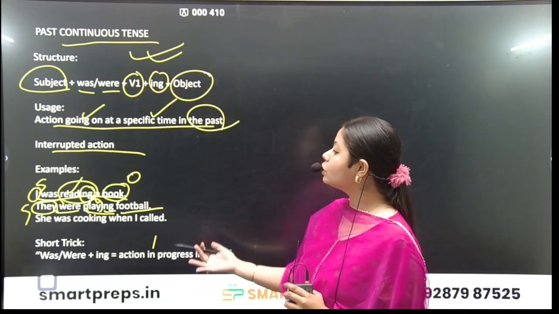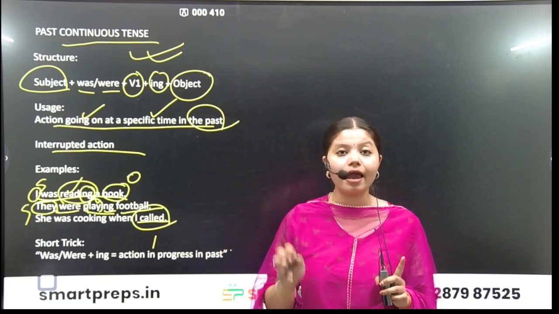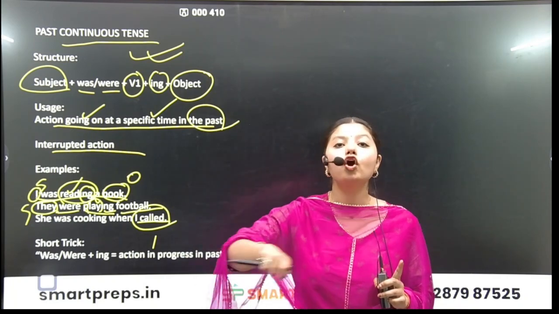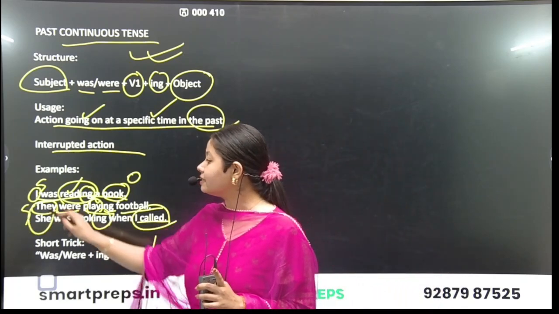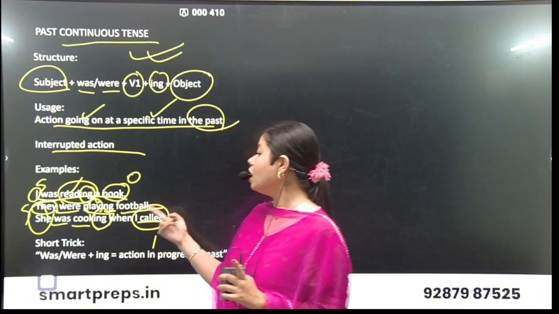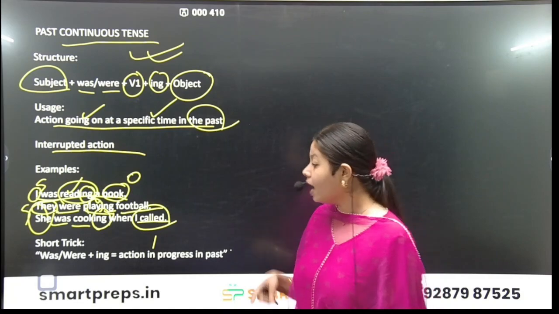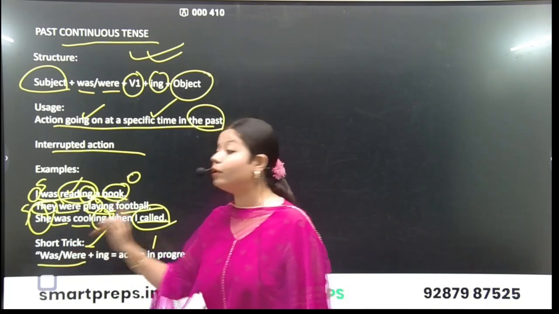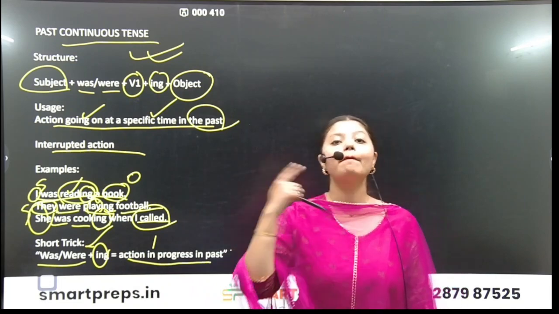She was cooking when I called. Now just check here. When I called, it means at that specific time when I called her, her action of cooking was going on. That is why we are using ing here. She is the subject, then was or were will be used, then cook is the verb along with ing, when I called. It means I'm mentioning the specific time frame. Now what is the short trick? How do we know that it is past continuous tense? Whenever in the sentence there will be was or were along with ing, so action in progress in past.